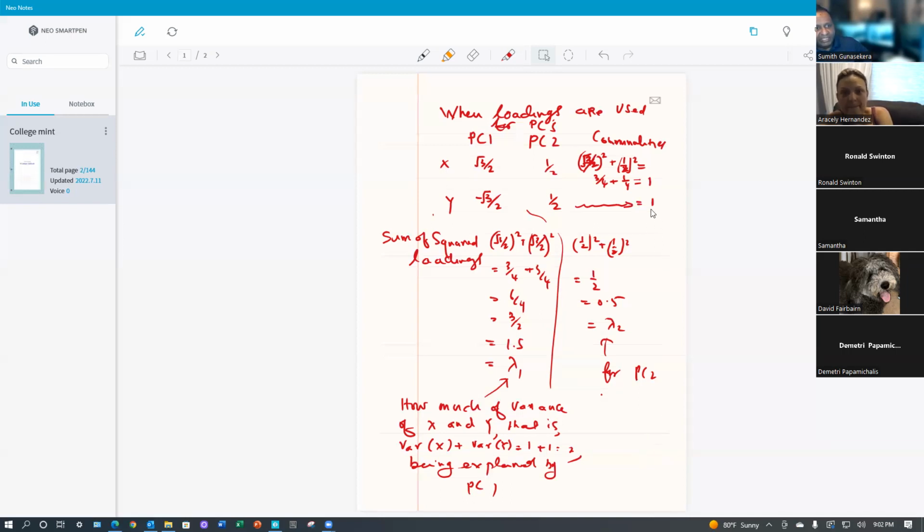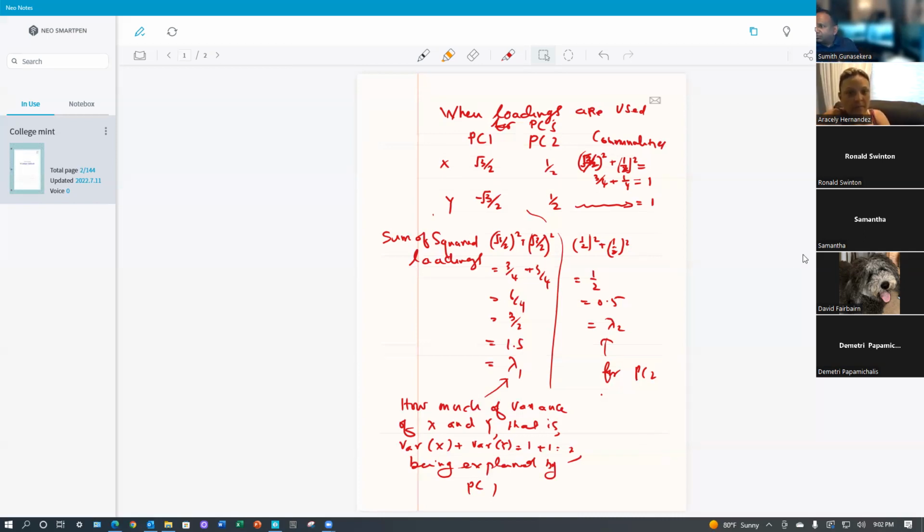But I'm trying to say here, see, 1 and 1 is nothing but the variances. So how do you explain that one? That is nothing but how much of the variance of x is being explained by PC1 and PC2 together. The x, not x and y, only x. Focus on x. How much of the variance of x is being explained by PC1 and PC2 together?